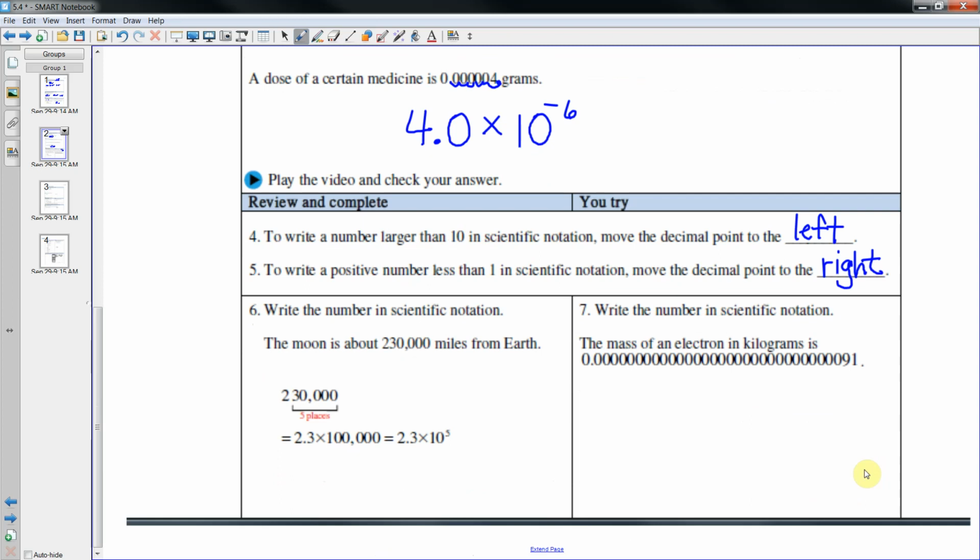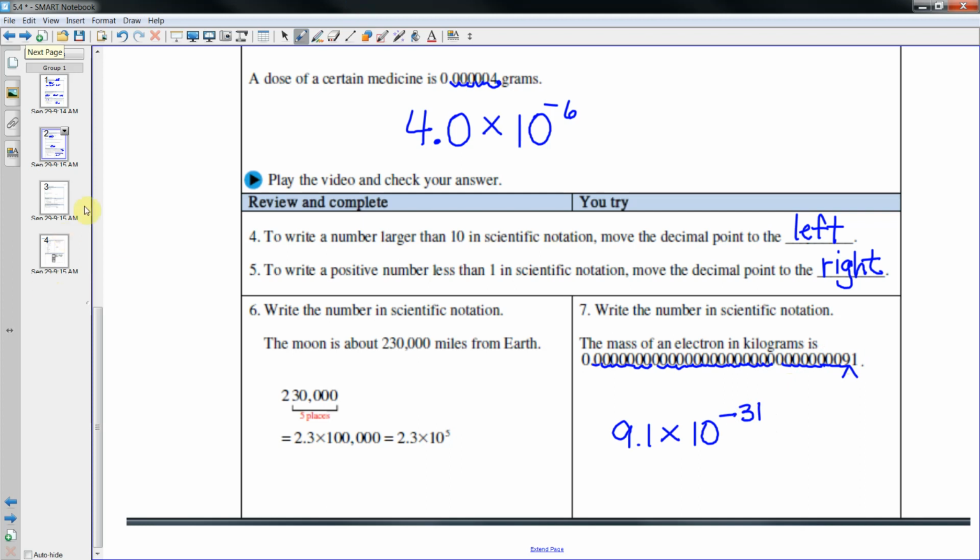Alright, so we'll just do this last one for kicks. The decimal's got to come between the 9 and the 1. So 9.1 times 10, and we know it's going to be negative because this is a really, really small number. So 1, 2, 3, 4, 5, 6, 7, 8, 9, 10, 11, 12, 13, 14, 15, 16, 17, 18, 19, 20, 21, 22, 23, 24, 25, 26, 27, 28, 29, 30, 31. Woo! That was a lot of zeros.